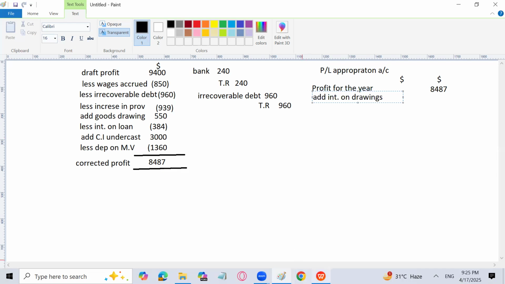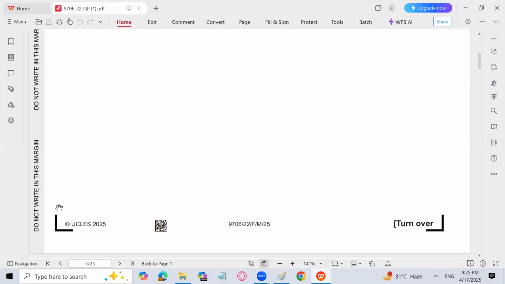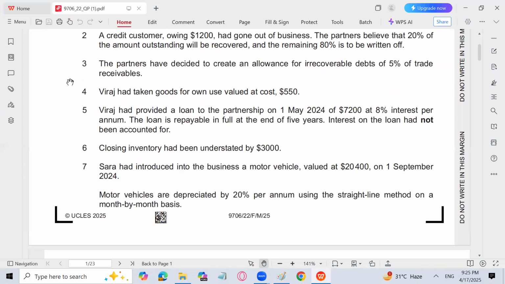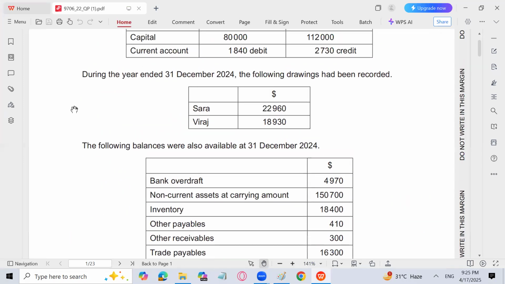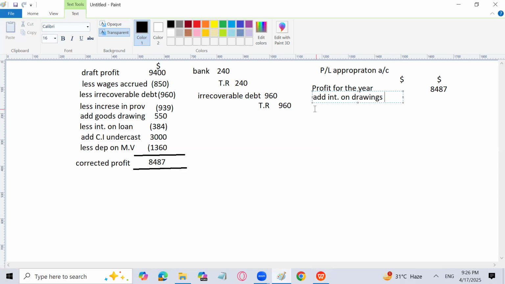Interest on drawing in excess of 10,000. So let's see, what are the drawings of Sara and Rivaj, S and R? The drawings are 22960 and 18930. So let me write 22960 minus 10,000. That is going to be 12960. We will calculate interest on this.